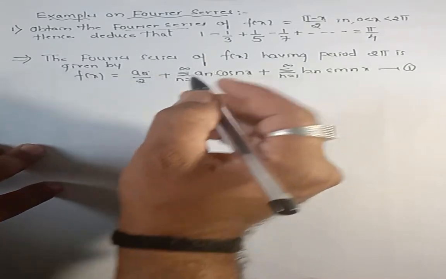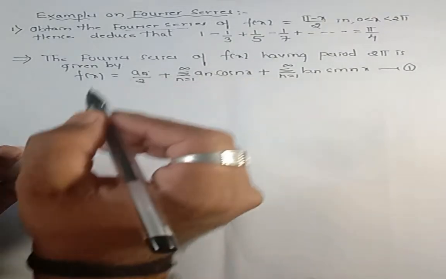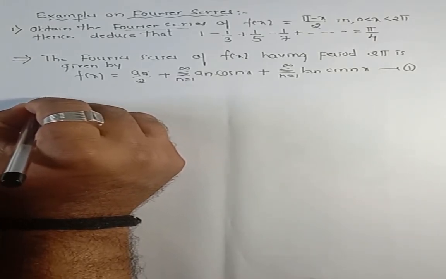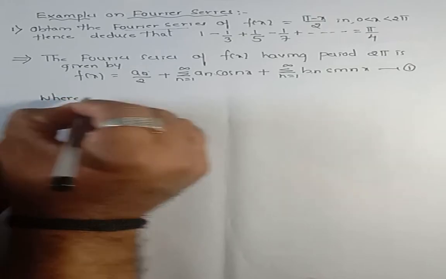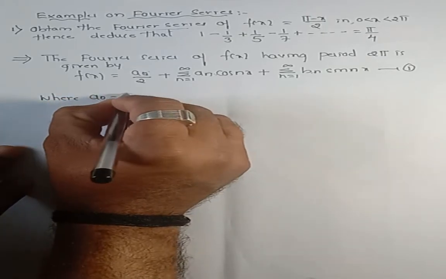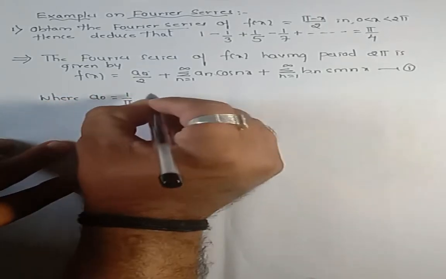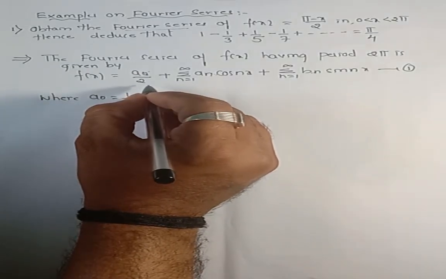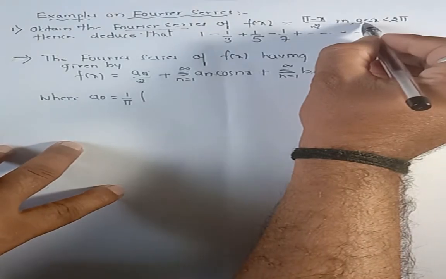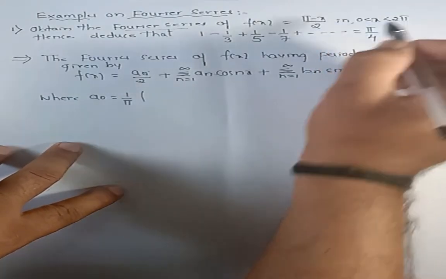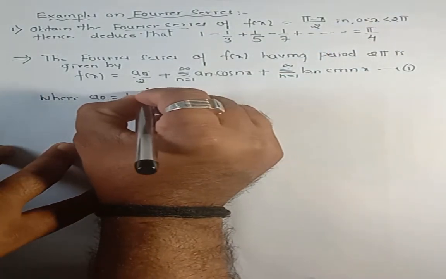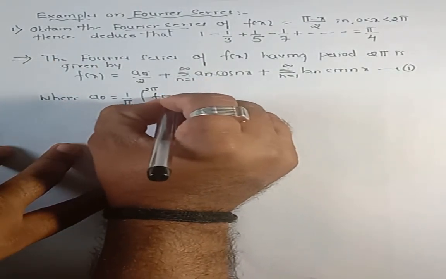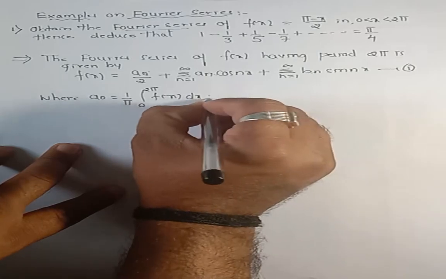How to start the example? How to find this a0? Let me start. a0 is equal to 1 divided by pi integration c to c plus 2 pi as in the general formula, but presently the given interval is 0 to 2 pi, so you have to take 0 to 2 pi only. Then function f of x with respect to dx.